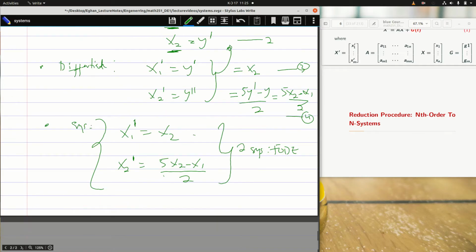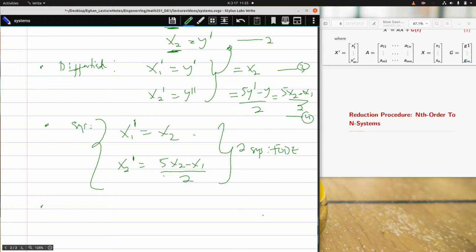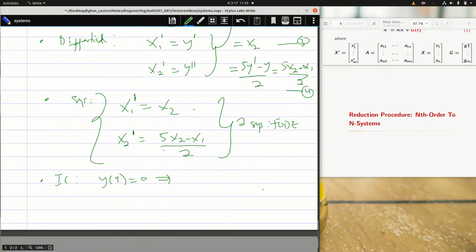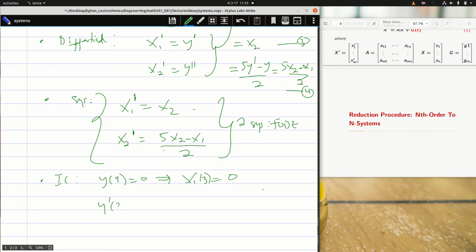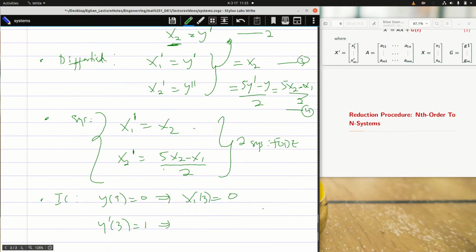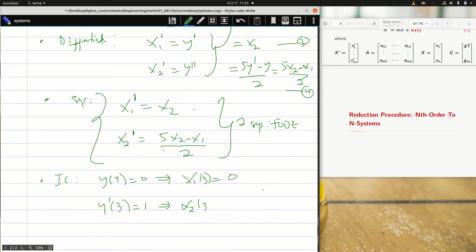Now the question came with some initial conditions. The first condition was y at 3 equal to 0. This implies that if I want to use the new variables, y is the same as in equation 1. From equation 1, y is equal to x1. So it means x1 at 3 equal to 0. The second condition was equal to 1. Now y prime is the same as what? x2 from equation 1 and 2. So it means x2 of 3 is equal to 1. Now these are the new conditions that need to be solved together with the new system.